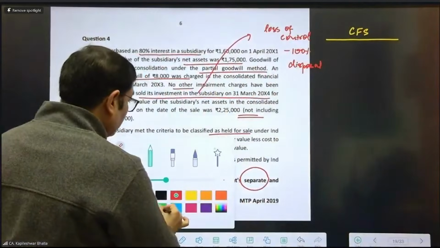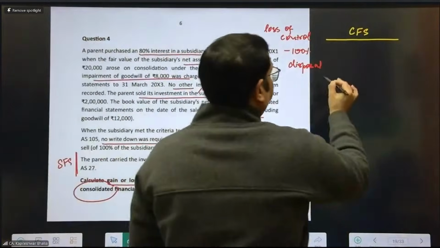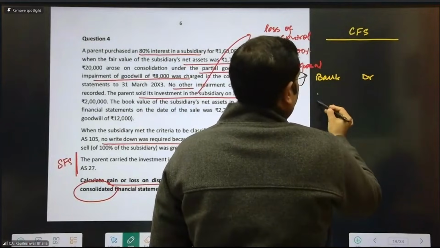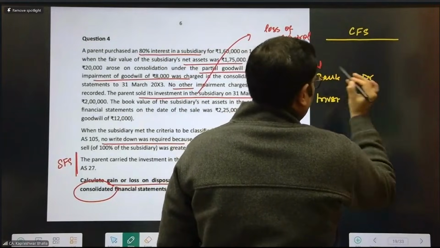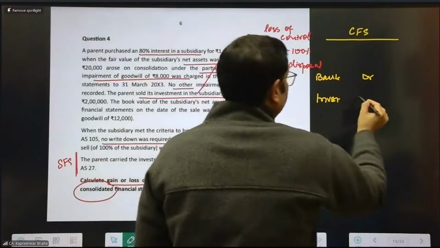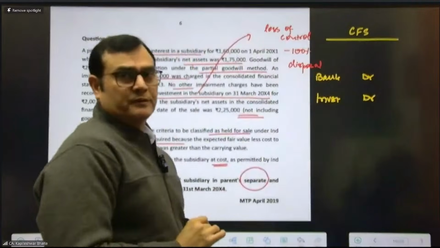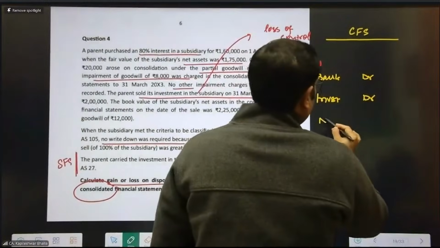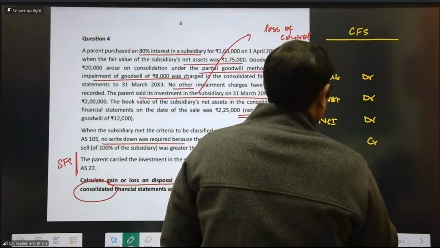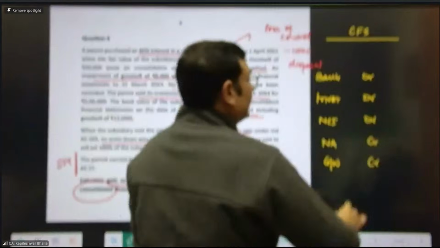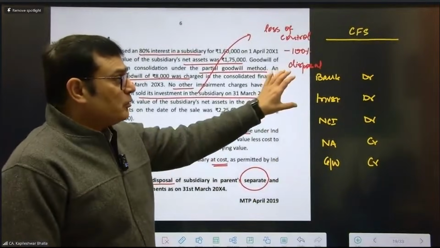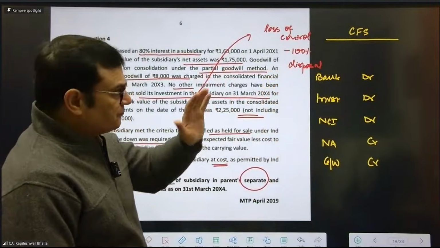First, I'm putting a comprehensive entry for disposal. The entry is: bank gets a debit with the sale proceeds. Investment gets a debit for any retained investment, though there is no investment retained. Then the NCI gets a debit, derecognizing it. The net assets get a credit. The goodwill gets a credit. And the balancing figure will be a loss. So when you capture this entry, you can first put it down and then proceed further.